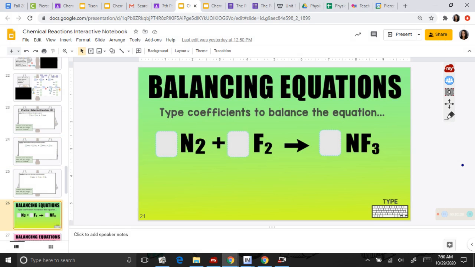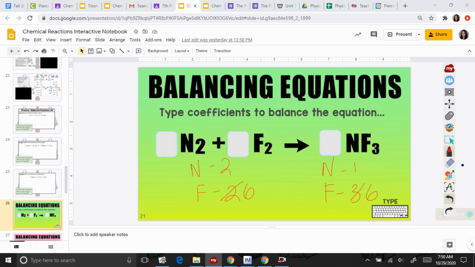This is the exact same thing. You are going to balance it by typing the right coefficient in front, so they're balanced. Okay, if I wanted to work this out, I could do this on paper, N and F, N and F. Okay, I have two N's, two F's. I have one N and three F's. So three and two are usually the hardest ones to balance. We know it has to be the least common denominator, which is six.